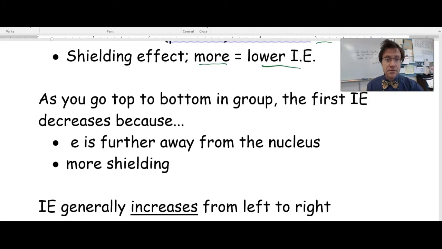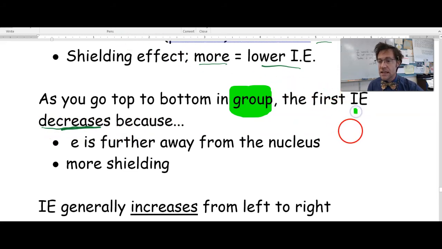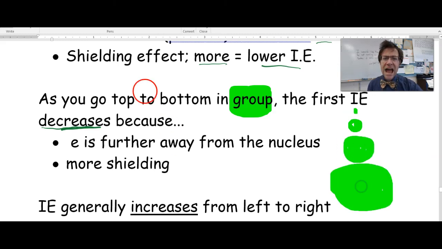Now the same thing, different. We're going to do group now, right? So trends in the group. As you go from top to bottom, or increasing atomic number, the ionization energy decreases. Now, why would the ionization energy decrease if you start out with something that's like that, and then the next thing is like that, and then the next thing is like that? Why would that be? Let's think.